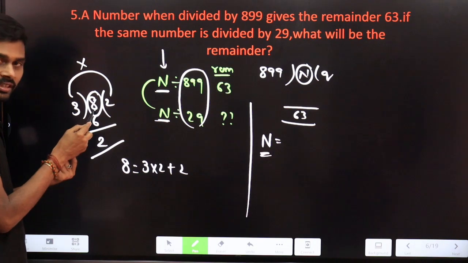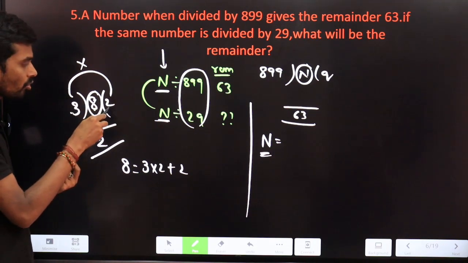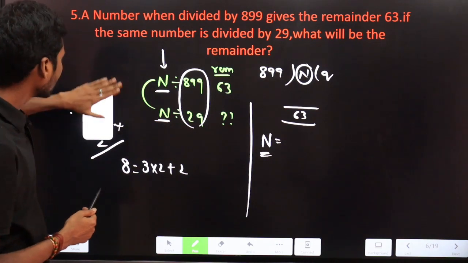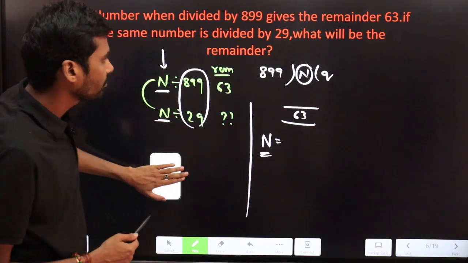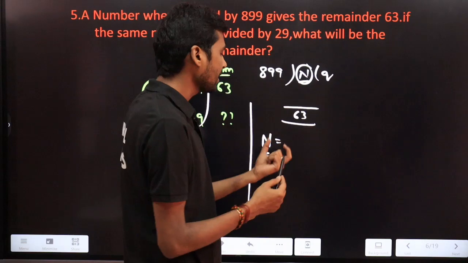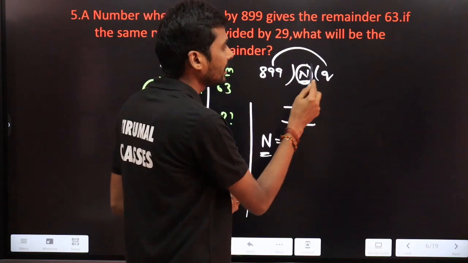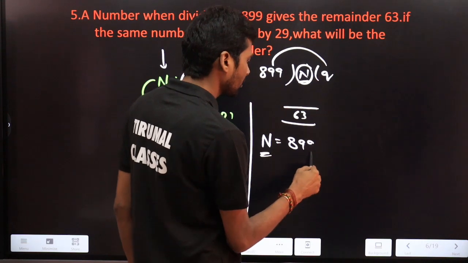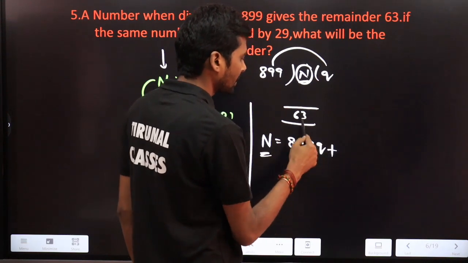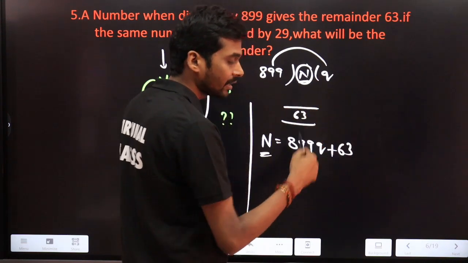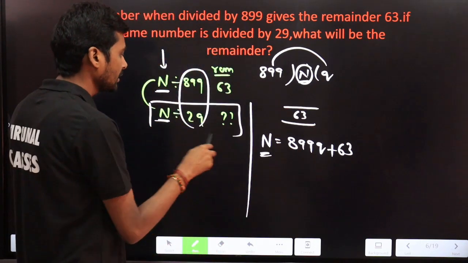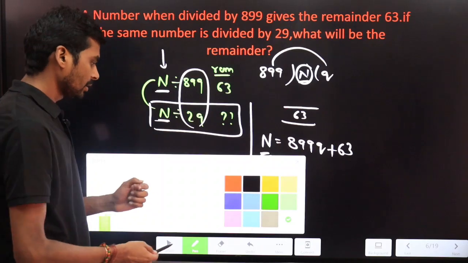Okay, so the dividend is equal to divisor into quotient plus remainder. By using that concept, we can say that the dividend n is equal to 899 into q, that is divisor into quotient, 899q, plus the remainder. The remainder is 63, right? Now the next thing is what?